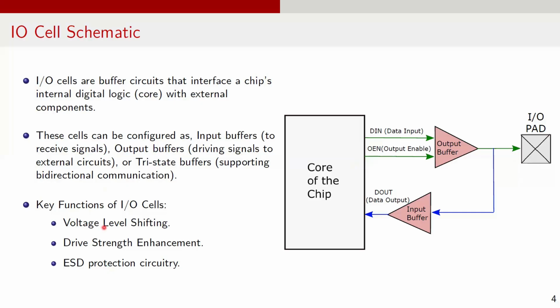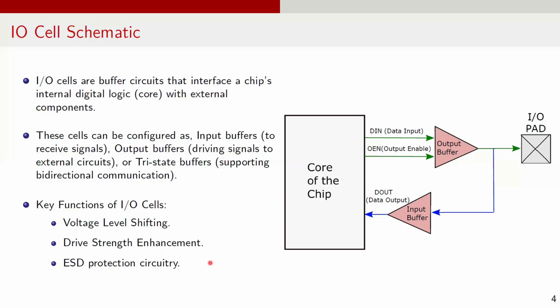Let's summarize some of the key functions of the I/O cells. The core typically operates at lower voltages, for example 0.5 volt, while the external signals may use higher voltages, for example 1.8 volt or 3.3 volt. I/O cells translate signals between these voltage domains. Internal logic signals are often too weak to drive off-chip loads. The I/O buffer cells include robust output drivers capable of sourcing and sinking higher currents.